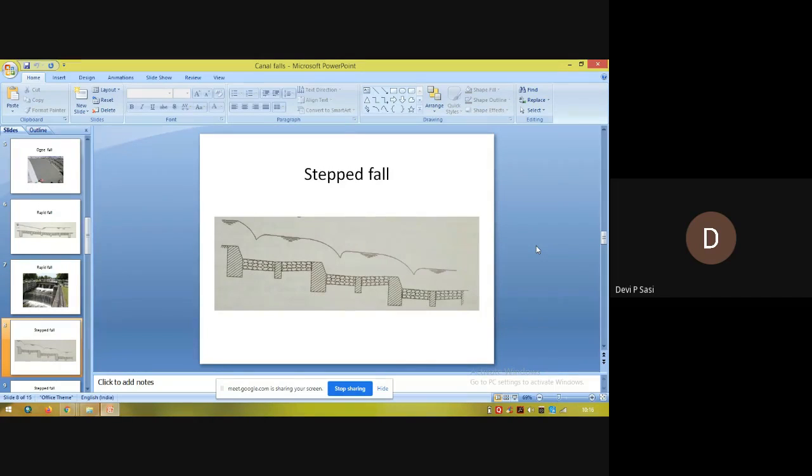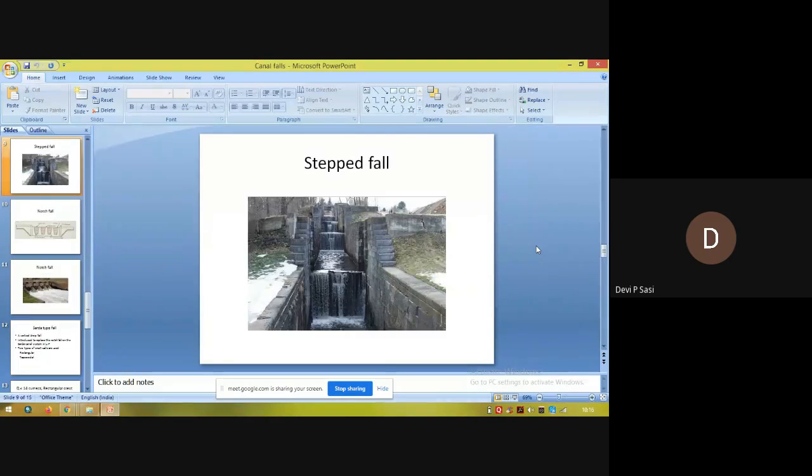One of its defects is that its construction cost is higher. It's a modified form of rapid fall and its construction cost is higher. The photograph shows a stepped fall.